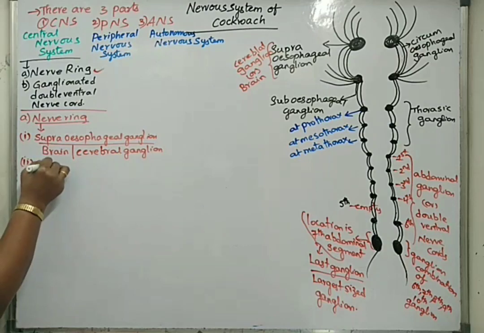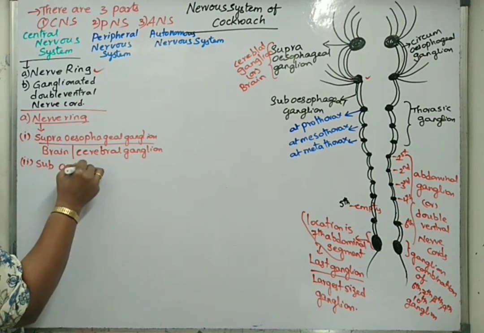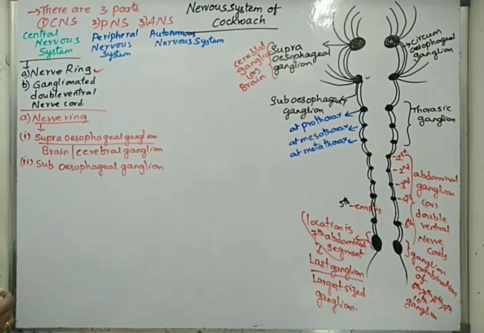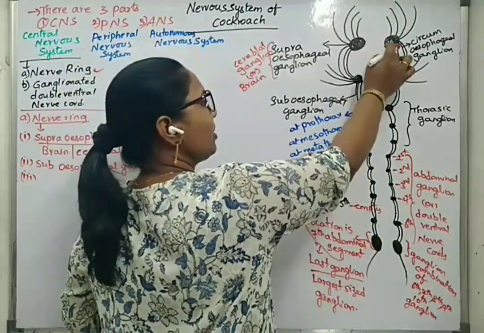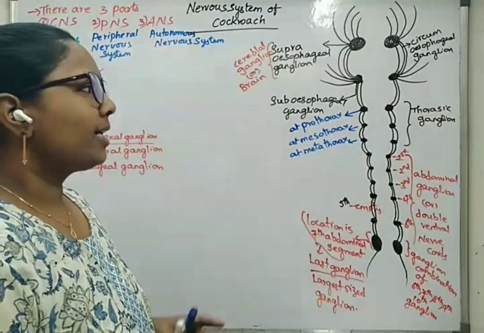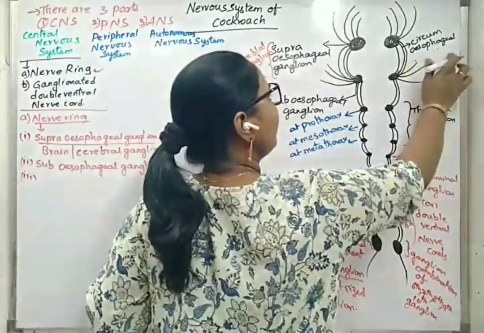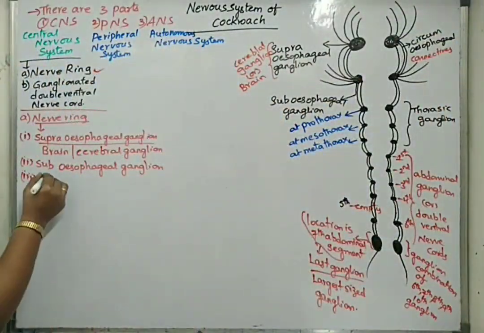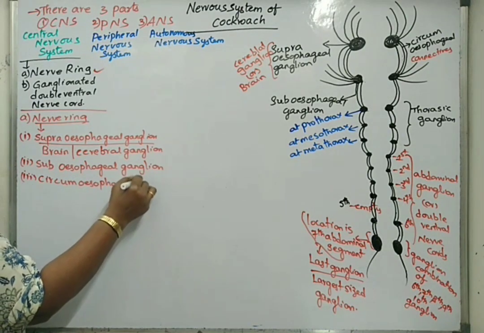Second one, subesophageal ganglion. Next, third one, the connectives that are connecting supraesophageal ganglion and subesophageal ganglion, that is called circumesophageal connectives. Here I have written ganglion, actually it is connectives. Circumesophageal connectives.